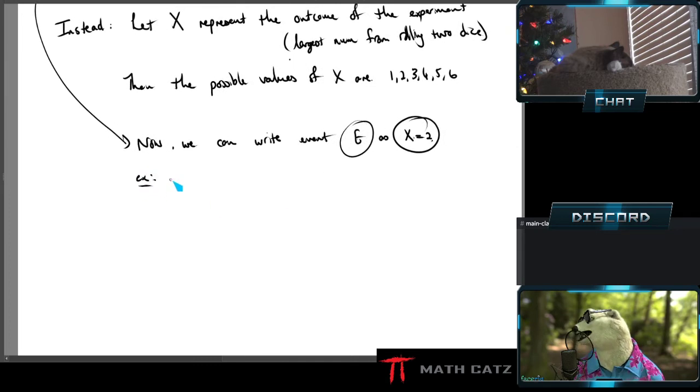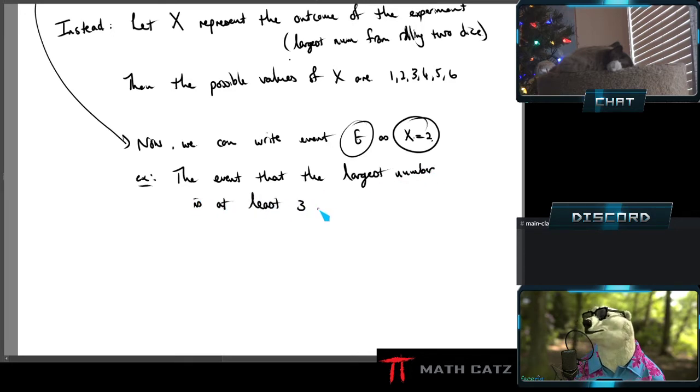So for example, here I could say the event, that's ugly, not doing anything new, just trying to be more efficient. The event that the largest number is at least 3, that can be represented by x greater than or equal to 3. I don't have to define new letters, new events. I can phrase them using a single variable.